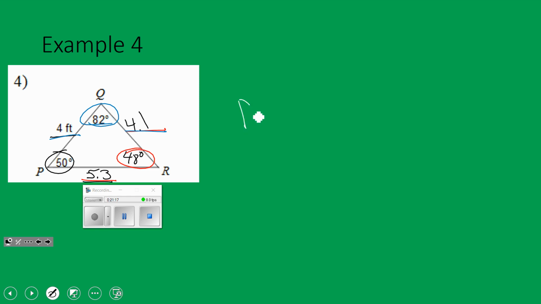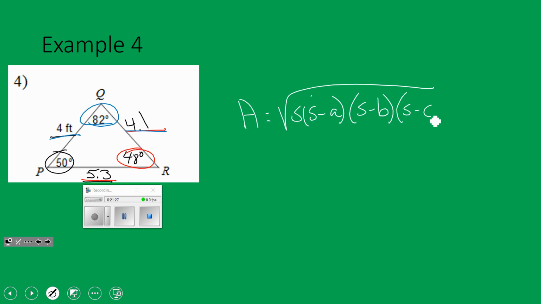So, area equals the square root of s times s minus a times s minus b times s minus c. And we know s: I'm going to add up all the sides and divide by 2. So help me out with that real quick because y'all got calculators. 4.1 plus 4 plus 5.3, hit enter, and then divide it by 2. Did you get 8.1? Yeah, okay. All right, 6.7. So that's our s.